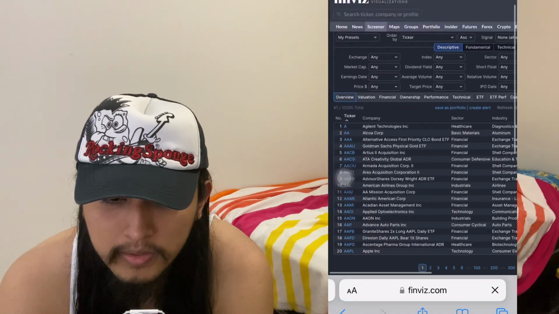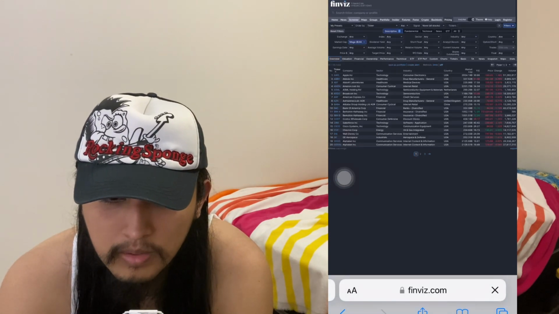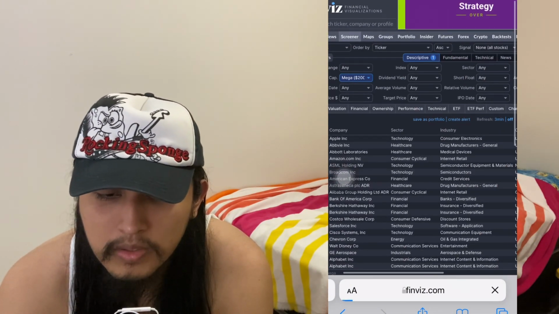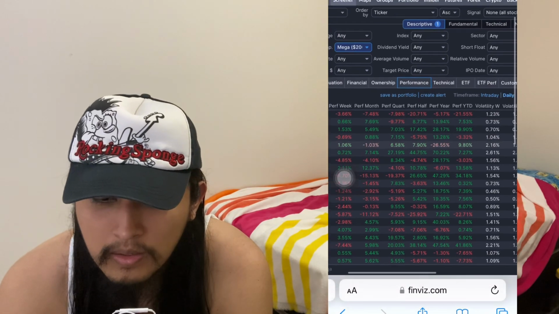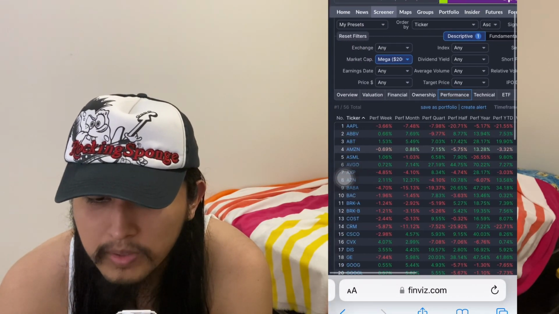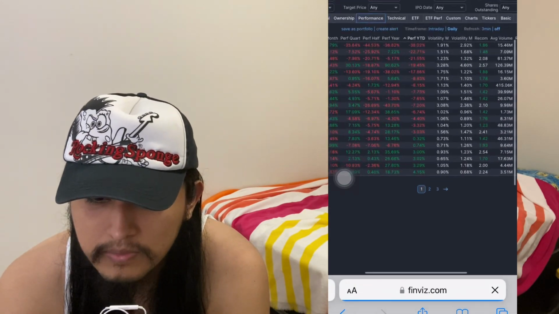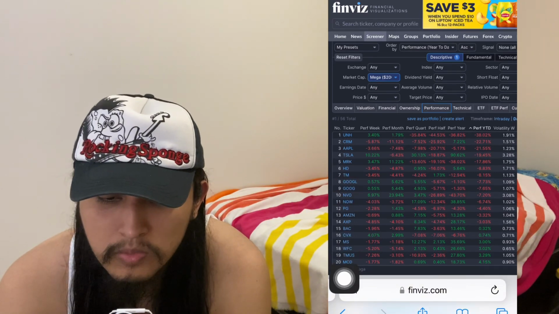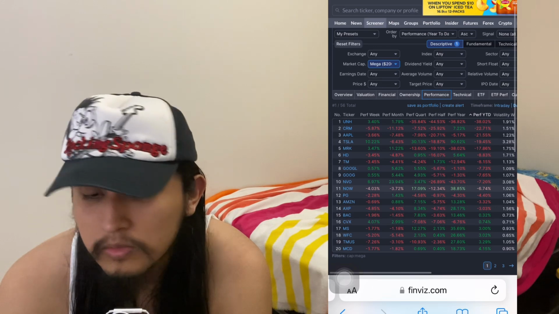Click on where it says market cap. I typically trade mega, not all the time, but sometimes. But mostly, if you're a beginner, I would suggest sticking to mega cap stocks. Click on where it says perf YTD. And basically, it's just going to show a list of stocks from worst to best right now. You can use that list from 1 through 20 and create a watch list.